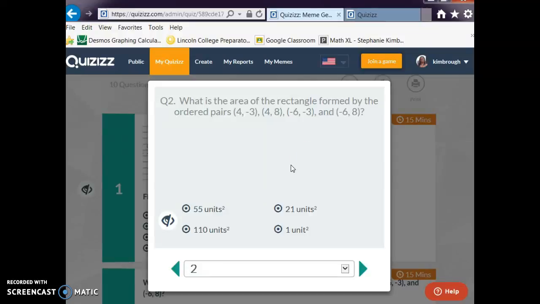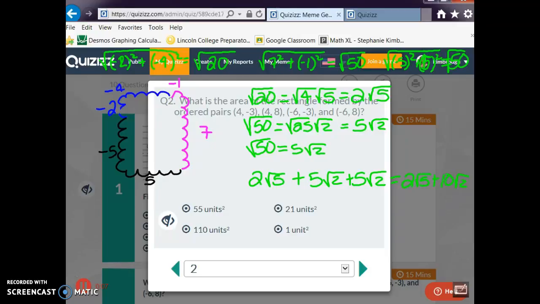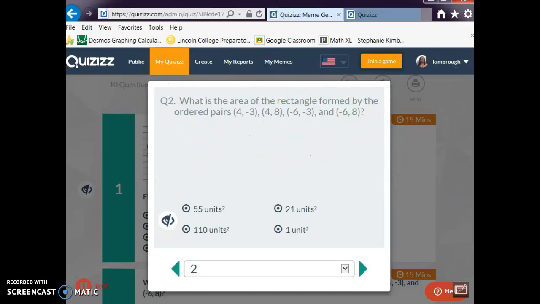Okay, here's time for part 2 of our Quiz 5 review. Question number 2 says, what is the area of the rectangle formed by the ordered pairs (4, -3), (4, 8), (-6, -3), (-6, 8)? Now, there's a couple of ways we can do this. We can pretend like we're graphing and then do the distance, or we can actually just use the subtraction between the numbers. So I'm going to pretend like I'm graphing and use my distance.